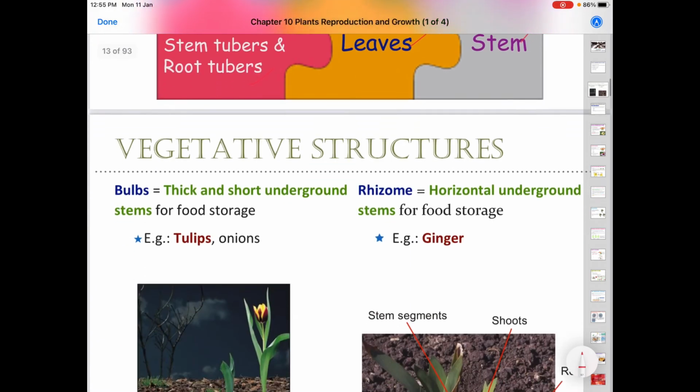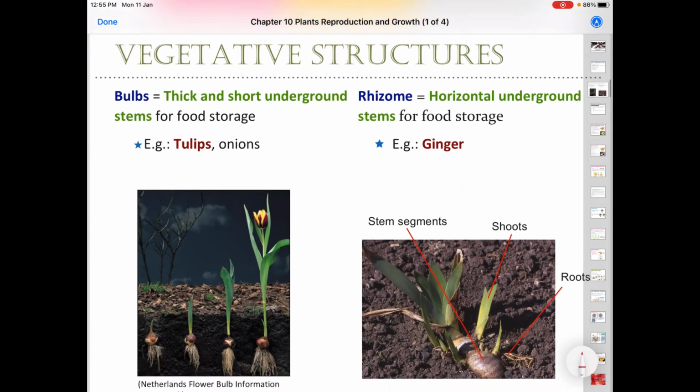So what is a bulb? A bulb is thick. This is the character of the bulb: thick and short, found underground. So a bulb is an underground stem for food storage. Examples of bulbs can be seen in tulips and onions.